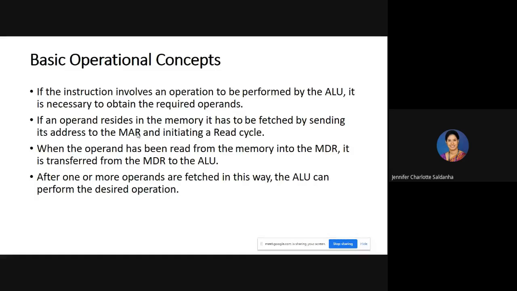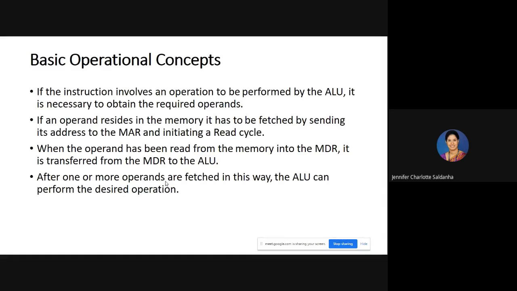First the instruction was fetched. Now while decoding, if there is any operand which resides in the memory, it has to be again fetched by the same process. Its address has to be sent to MAR, and then a control unit initiates a read cycle. When the operand has been read from the memory into MDR, it is transferred from MDR to ALU. Since it is an operand, now the data transfer is from MDR to ALU, not to the instruction register. Operand has to be transferred from MDR to ALU for the operation to be performed.